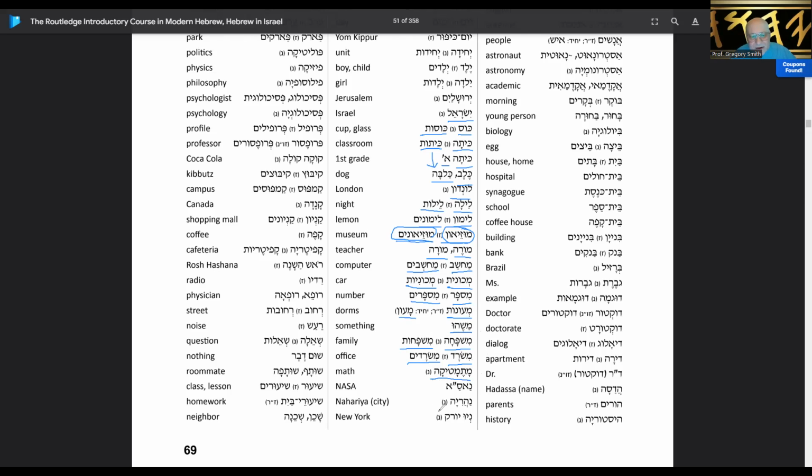Matematika, look at that, mathematics. This is just a translation. Nas-a. Here's the name of a city, Naharia. Look at this, looks like New York. That almost sounds just like the English word, doesn't it? New York.